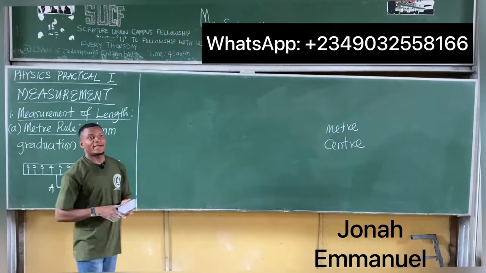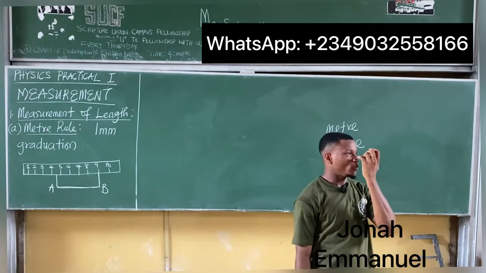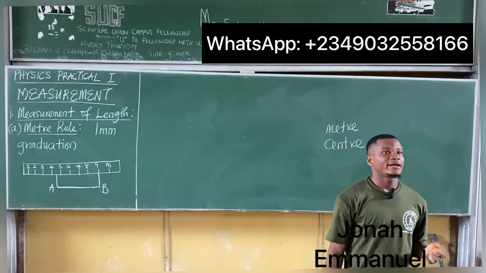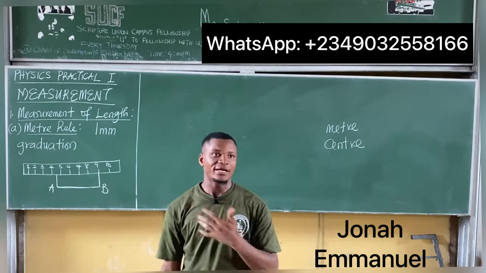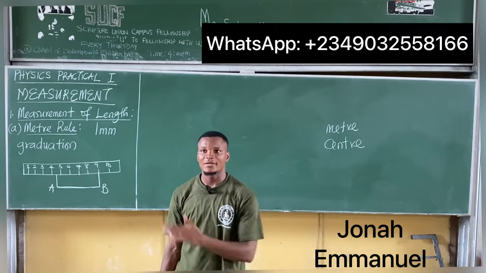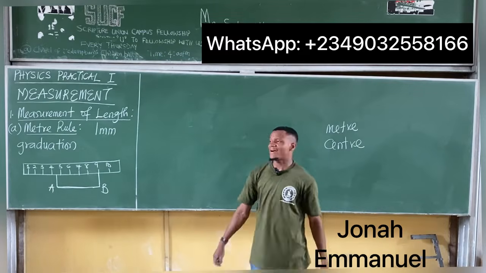One thing you should expect in your physics practical is diagrams. They give you diagrams for vernier caliper, diagrams for micrometer screw gauge, diagrams for meter rule. They say you should read off the markings. Let's start with this one, please. How do you read off markings for meter rule?